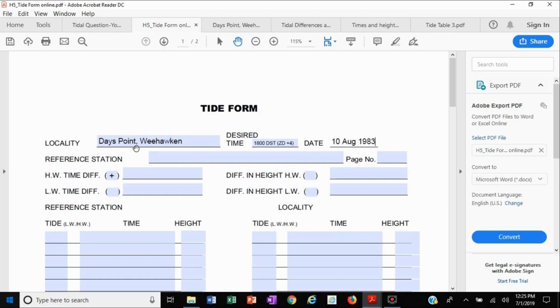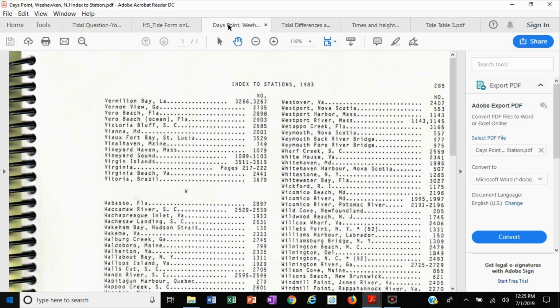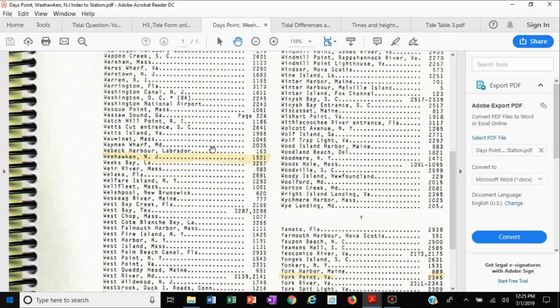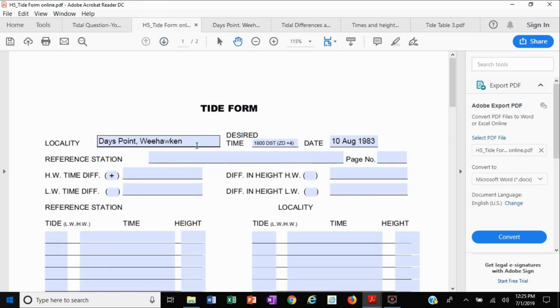Now we need to look up Days Point, Weehawken. If you go to your tide table and look for the index to stations in 1983, this one happens to be on page 285. You will see down at the bottom here, Weehawken, New Jersey, with an index number of 1521. I want to plug that number in somewhere, so I'm going to plug it in here on the tide form. 1521.